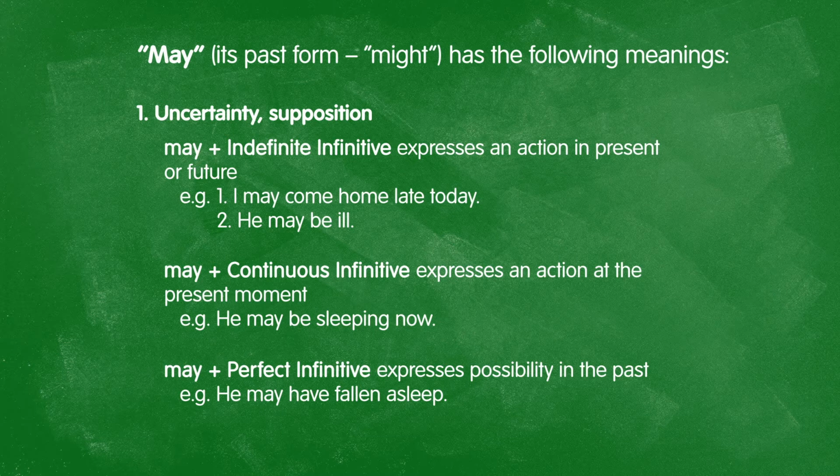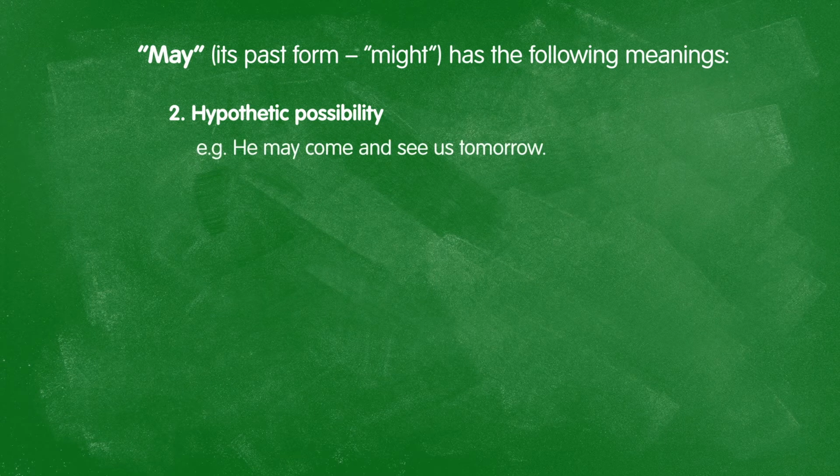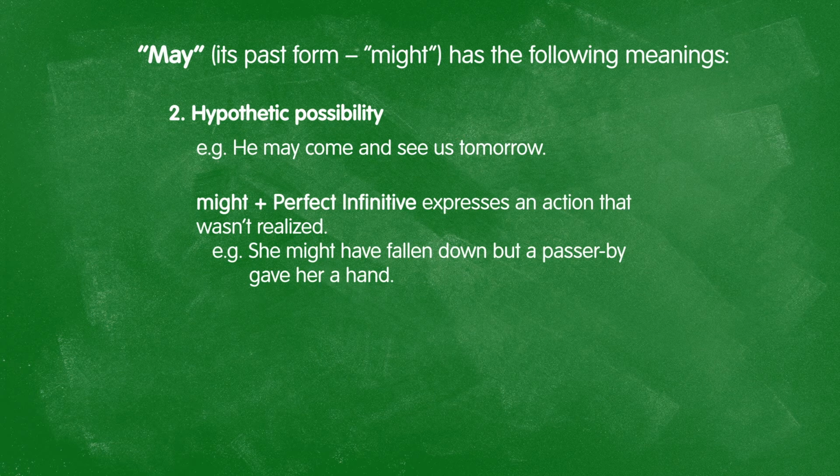Like in the example, he may have fallen asleep. We also use may and might to discuss hypothetical probabilities. For example, he may come and see us tomorrow. Now, we use might with the perfect infinitive in this case to express an action that wasn't realized. Like in the example, she might have fallen down, but a passerby gave her a hand. Here, I am saying that in the past it was possible, but it didn't happen.